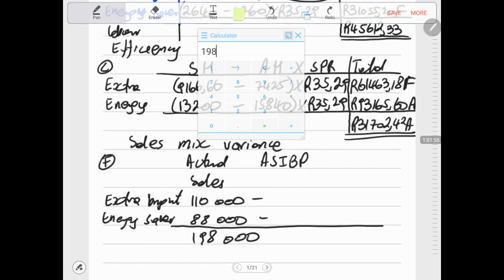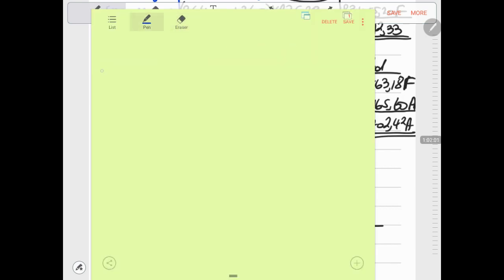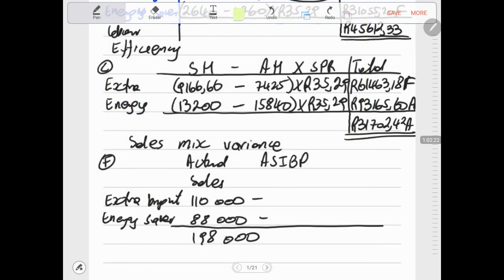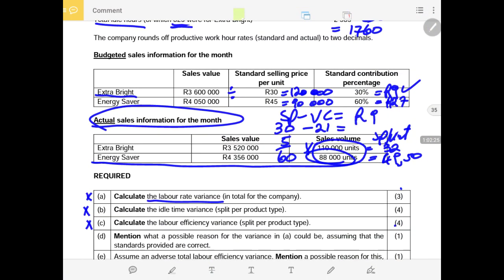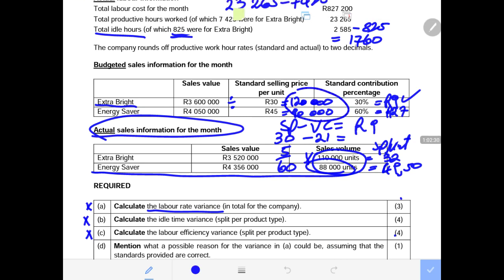How do we do that? We say, okay, for product extra bright we have a total of 120,000 units, and we have energy saver at a total of 90,000 units. I hope I am not mistaken. Let us go and verify that. Yes, we had total sales of 90,000 and 120,000. Remember, we calculated that. So that is where these figures are coming from.